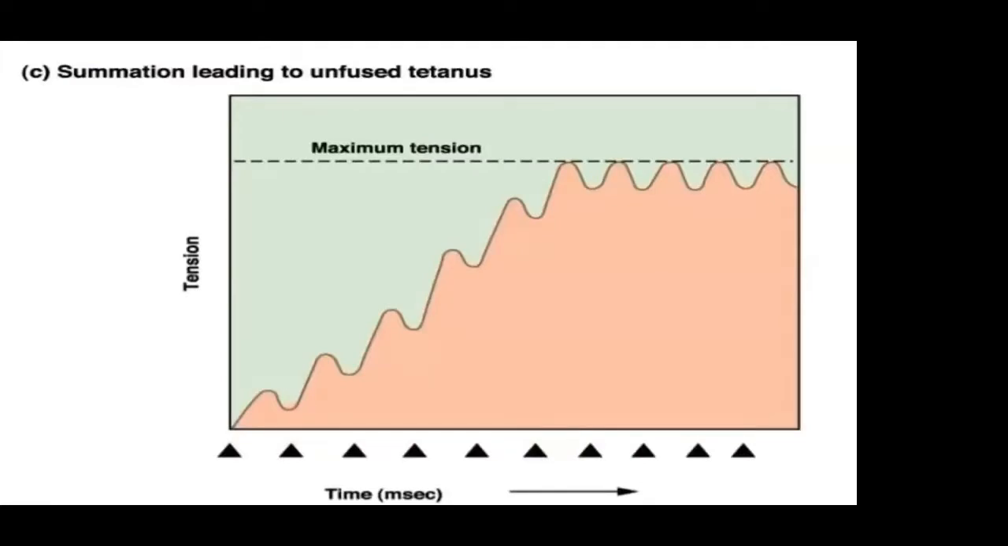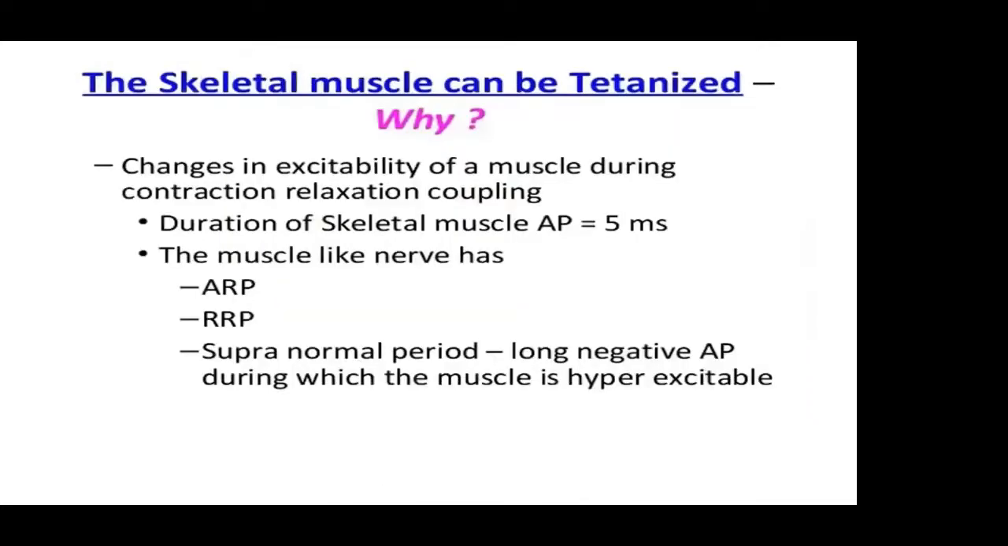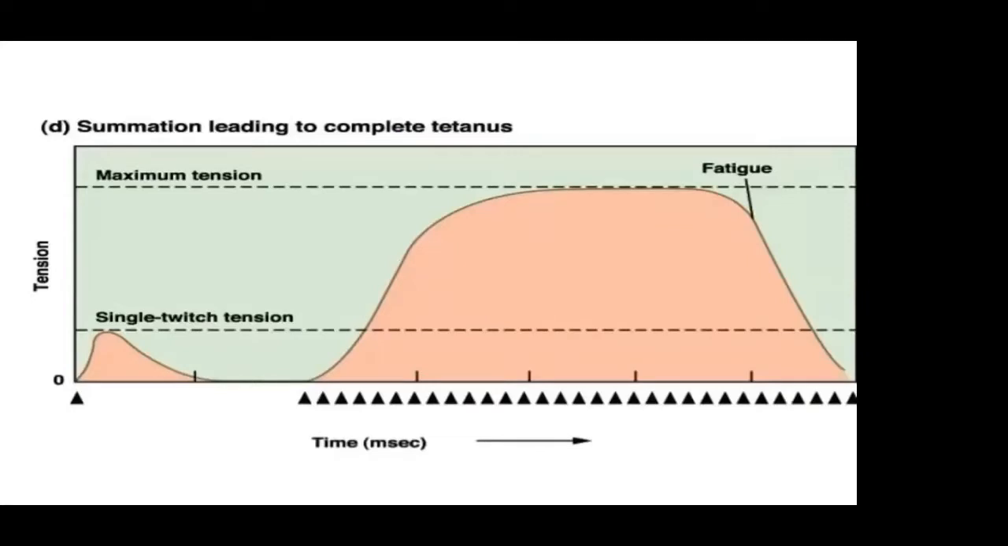In this picture, you can see that there is incomplete relaxation in between contraction, the phenomena of clonus or incomplete tetanus. The skeletal muscle refractory period is short, so it can be tetanized, while the cardiac muscle has got a long refractory period, so it cannot be fatigued or tetanized. So your heart continues to beat without getting fatigued or tetanized. So you can see summation of contraction. Ultimately, there is fatigue in the muscle, so here the graph is coming down.